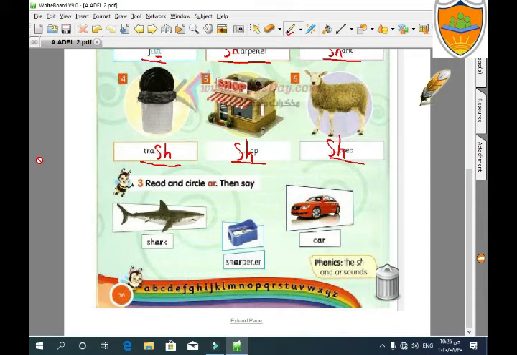Number 3, read and circle AR, then say. We will put a circle around AR, like shark. Where is AR? Right here. Number 2, sharpener, AR. Number 3, car, AR. Let's say it again. Shark, sharpener, car.